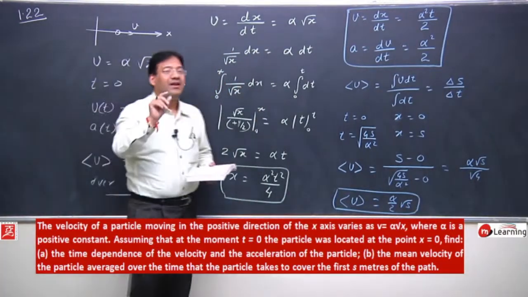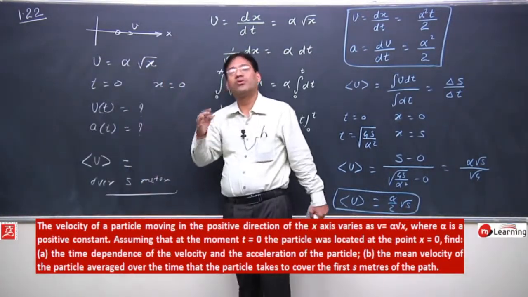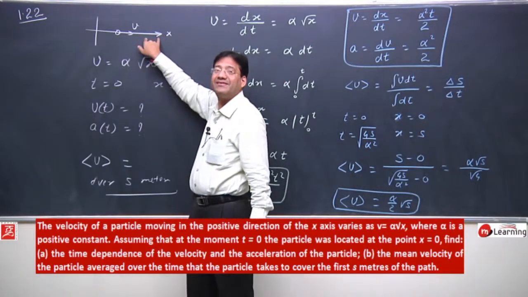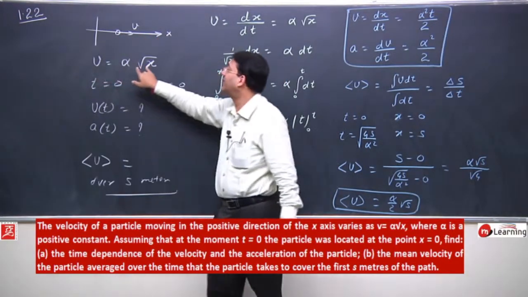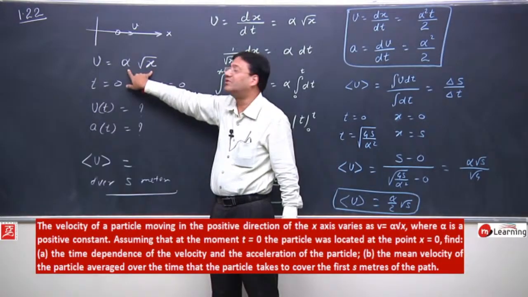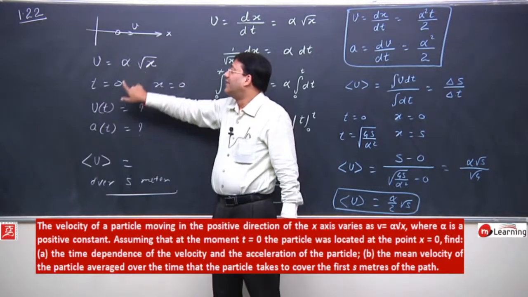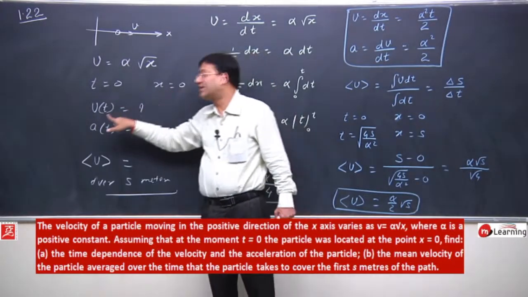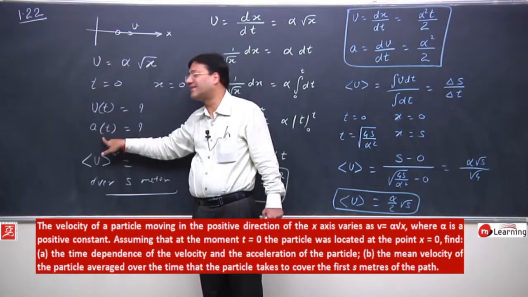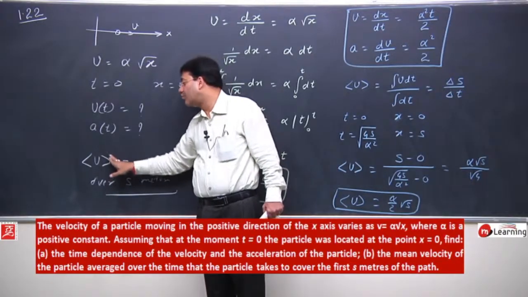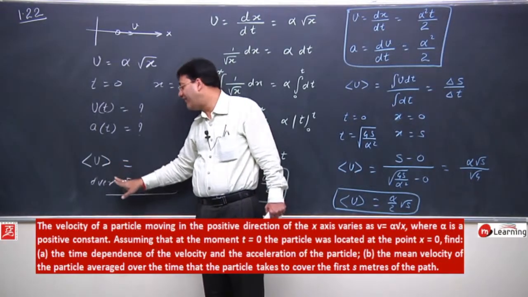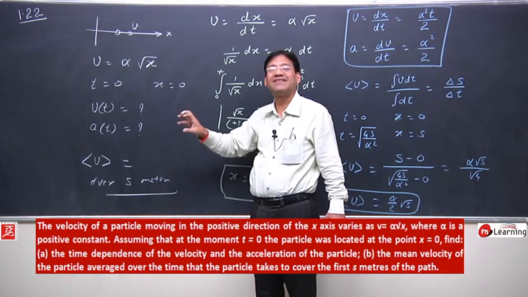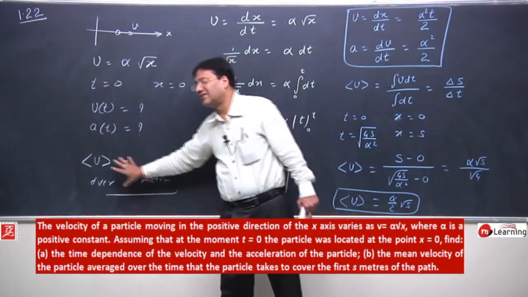Once again, let me quickly explain the problem condition and its answer. A particle is moving along the x-axis where the velocity of the particle varies with x according to this function. Initially at t equal to 0 the particle is at 0. What is velocity as a function of time? What is acceleration as a function of time? And what is the mean velocity averaged over the first s meters of its travel? This is the problem.